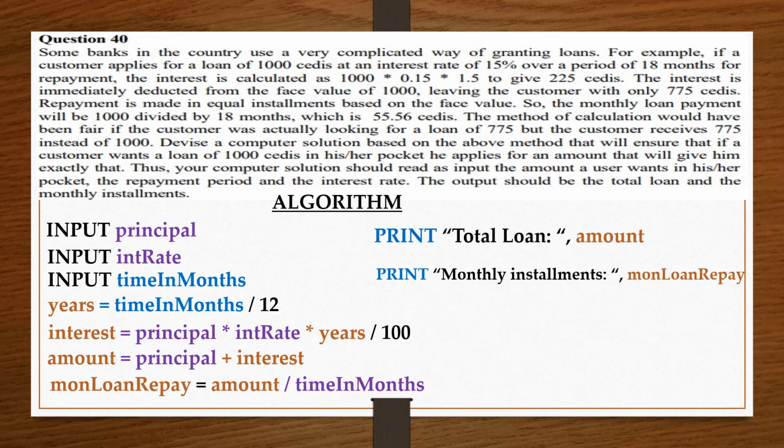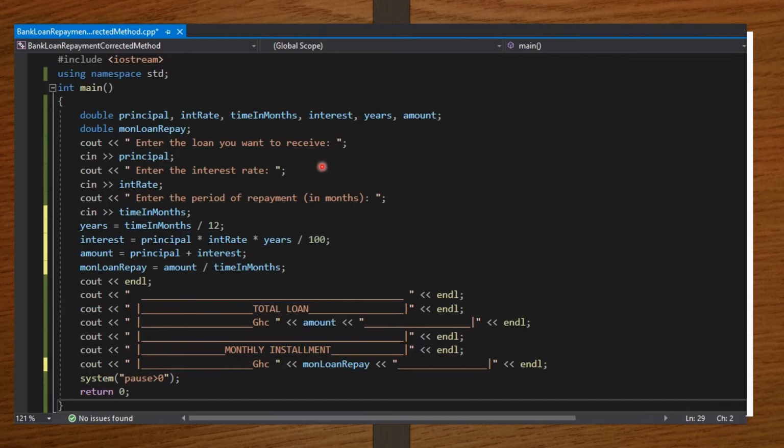So I declare my doubles. Then I ask the user to input the principal, the interest rate, and then the time in months. Then I convert the time in months to years by dividing it by 12. Then I compute the interest. Then I compute the total loan, that is the principal plus the interest. Then I compute the monthly installment, which is going to be the total loan divided by the time in months.